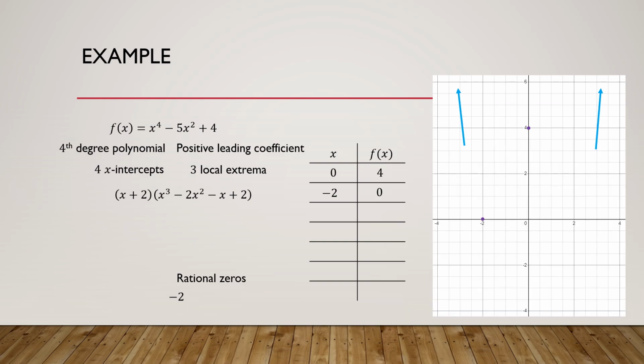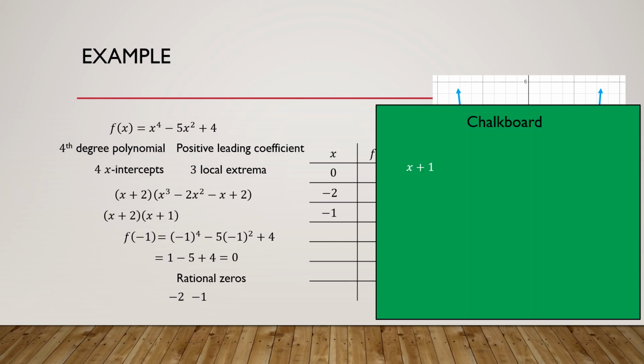Let's next assume that x plus 1 is a factor. If it is, then f of negative 1 should equal 0. f of negative 1 equals negative 1 to the fourth minus 5 times negative 1 squared plus 4. This equals 1 minus 5 plus 4, or 0. This confirms negative 1 as a rational zero. We can enter the ordered pair and complete another polynomial division, this time using x plus 1.